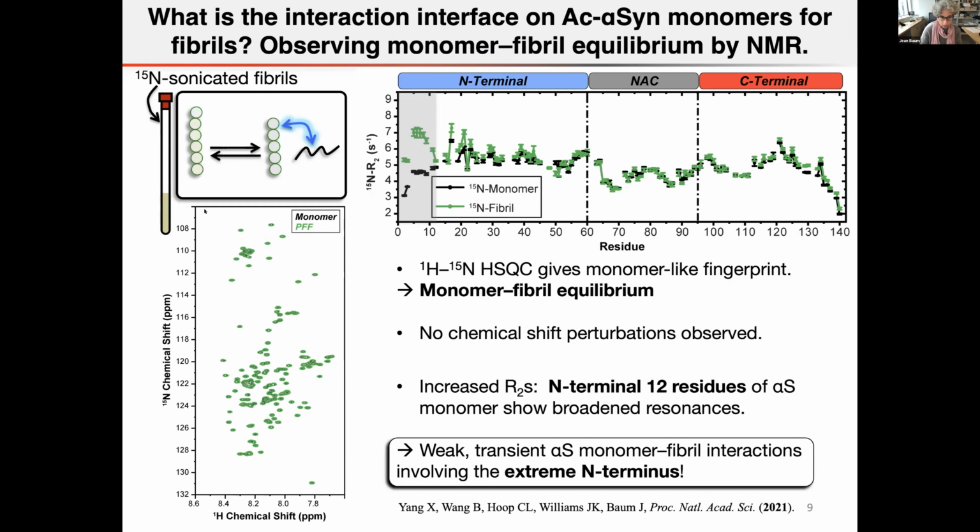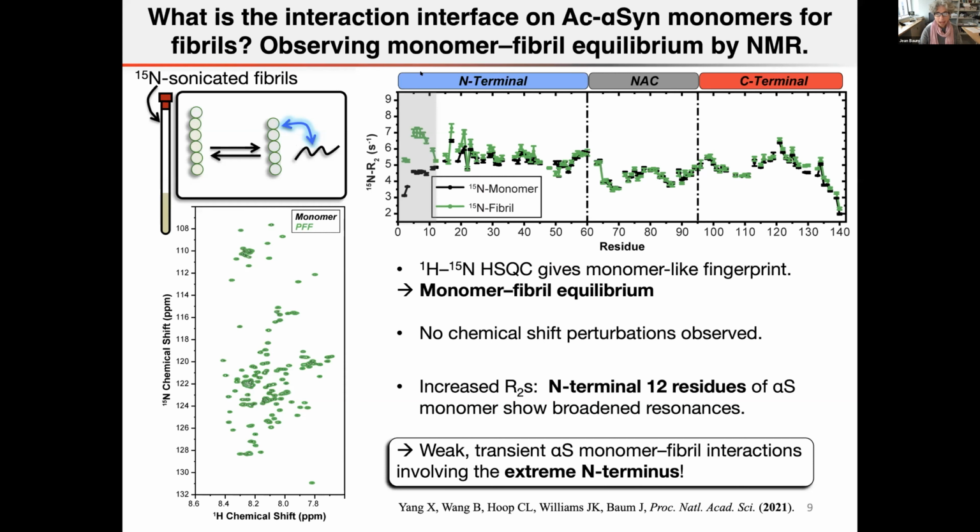The reason we know this is that if we look at an HSQC spectrum in solution, in black we have the free monomer, which you can't really even see. And in green, we have the monomer derived from this equilibrium fibril situation. We'll refer to this green as the equilibrium monomer so that we don't confuse it with the free monomer that just comes from free alpha-synuclein. They're fully overlaid, which tells us that we have monomer in solution.